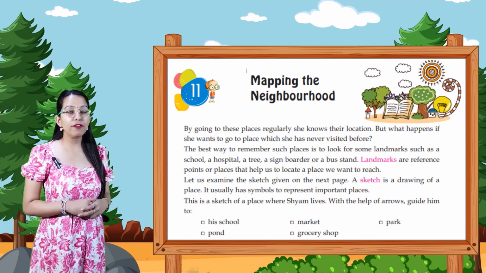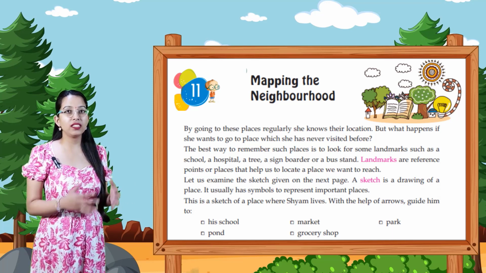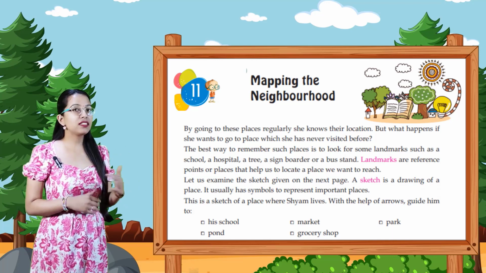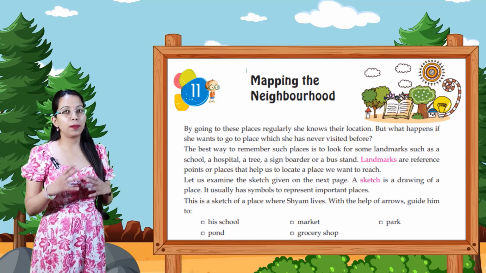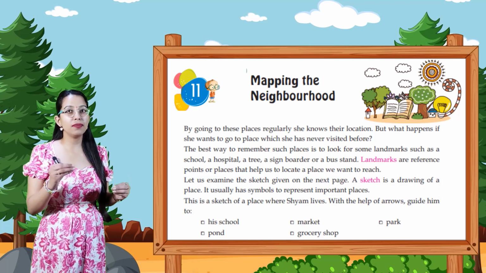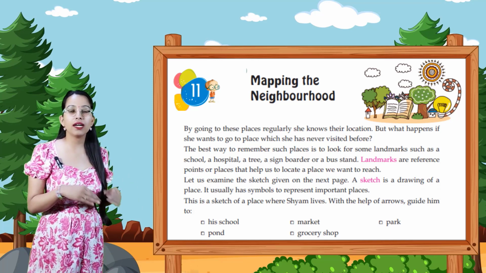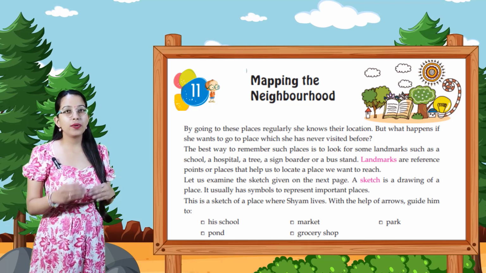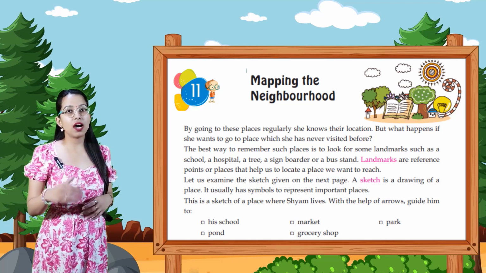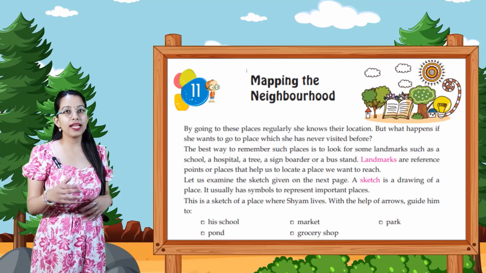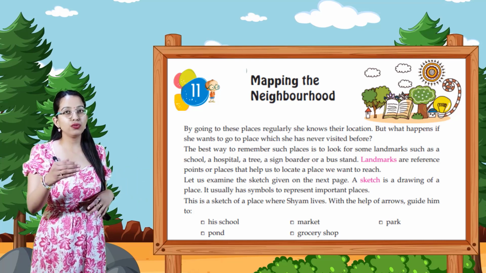But what happens if she wants to go to a place which she has never visited before? The best way to remember such places is to look for some landmarks such as a school, a hospital, a tree, a signboard, or a bus stand. Landmarks are references, points, or places that help us to locate a place we want to reach.